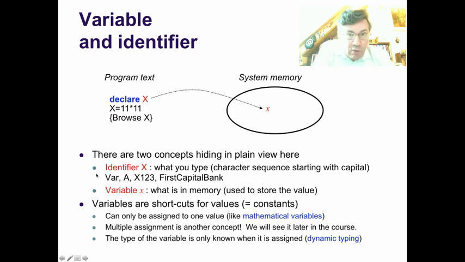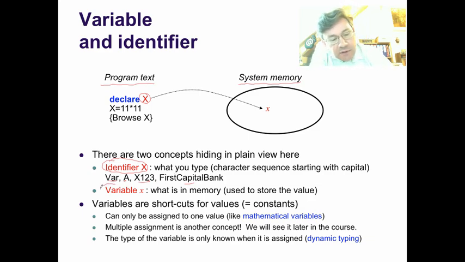So let's show now what's really going on here in terms of programming concepts. So we have here on the left the program text and on the right the system memory. So the x here, I've done it in red, is an identifier. So this is the concept that we see. It's a character sequence starting with a capital letter. So for example, Var with a capital V, A, X123, First Capital Bank, are some examples. But this is just one character, X.